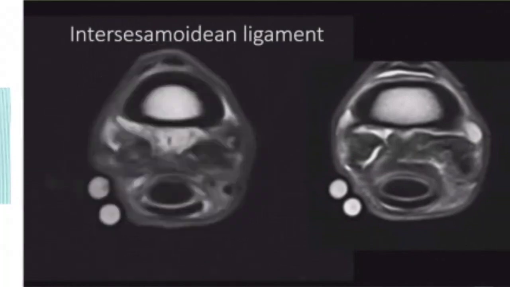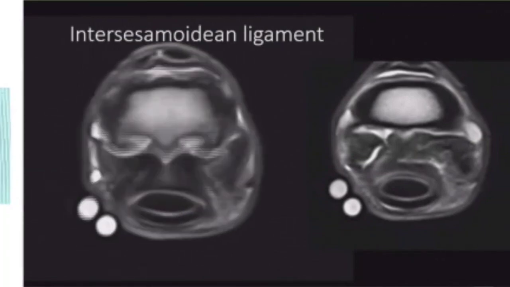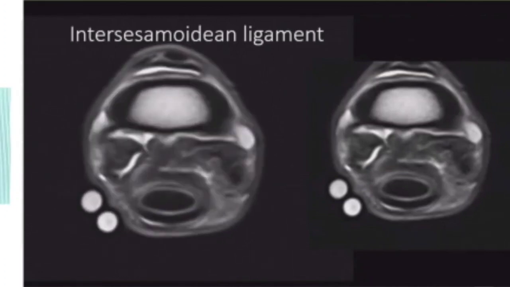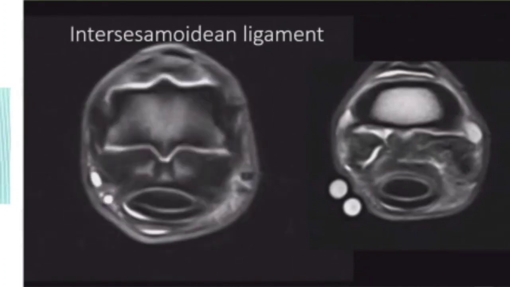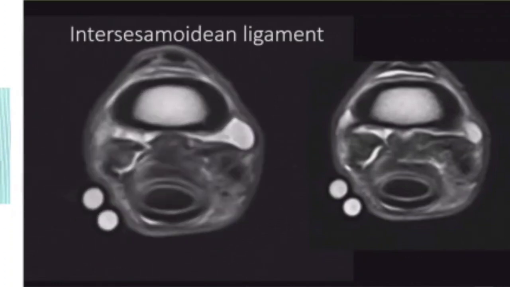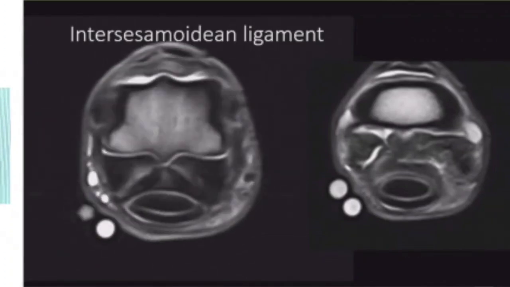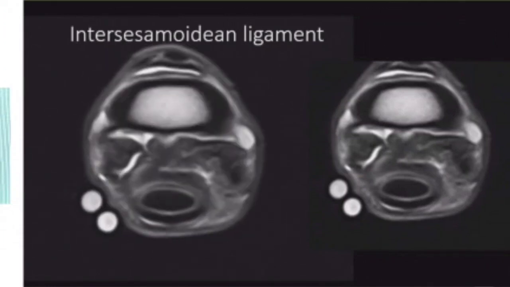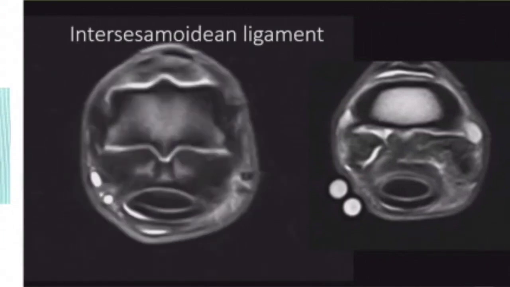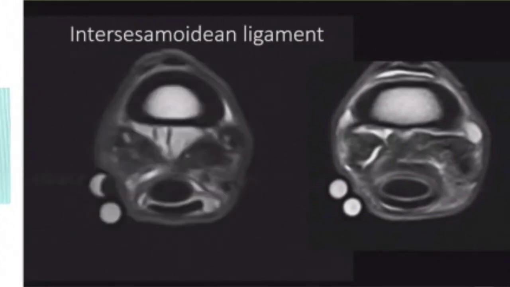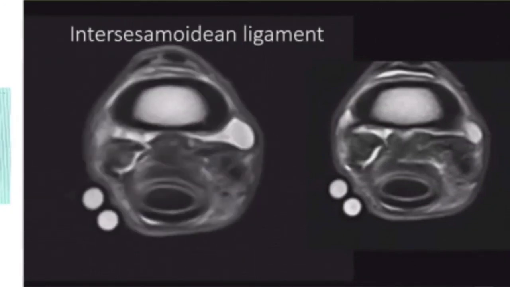This is the other area of the intersesamoidean ligament that we tend to forget about. Here's the suspensory ligament branches. So now we're above the sesamoids, but this is still intersesamoidean ligament right here, and this is a tear in the intersesamoidean ligament. So sometimes when we have suspensory ligament branch injuries, in these more severe cases, we can see concurrent tearing of the intersesamoidean ligament. And that's another area that we can ultrasound.